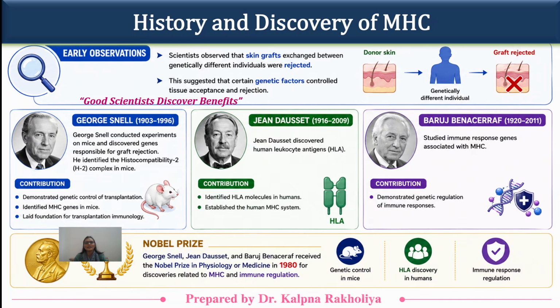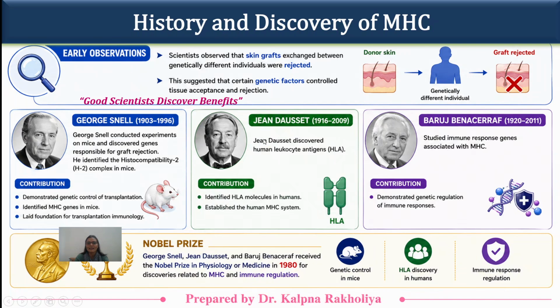Let's discuss the history and discovery of the MHC. Scientists observed that skin graft exchange between genetically different individuals was rejected. So this suggested that certain genetic factors control tissue acceptance or rejection. The first scientist involved in this history was George Snell. He conducted experiments on mice and discovered the different genes responsible for graft rejection. He identified the histocompatibility complex in mice, right?